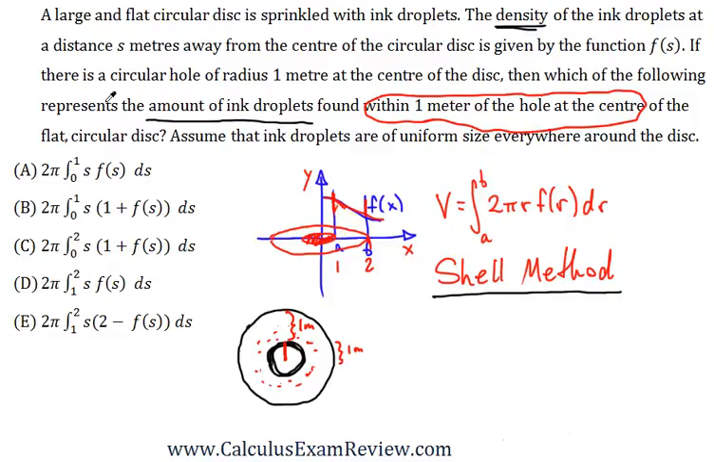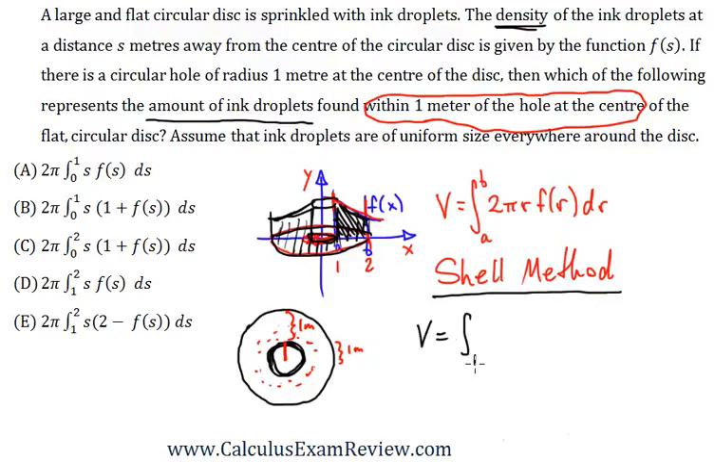Actually, let me give it a different color so that it doesn't get too confusing. If we take this area here and we spin it around the y-axis this way, it will form a solid, of course. That will look something like this. Hopefully you can visualize it with my terrible drawing. And this solid will essentially represent the amount of ink droplets found within 1 meter of the hole at the center.